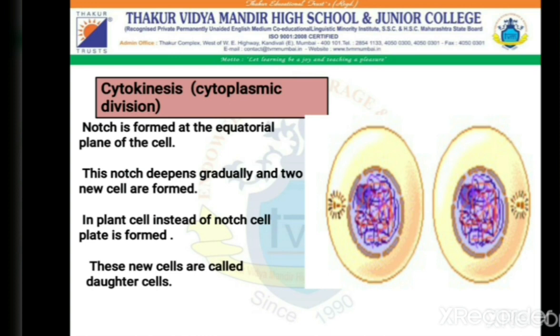Till telophase, only one cell was there and two daughter nuclei were formed. In this phase, it is completely separated into two daughter cells. This is how the whole mitosis is completed.